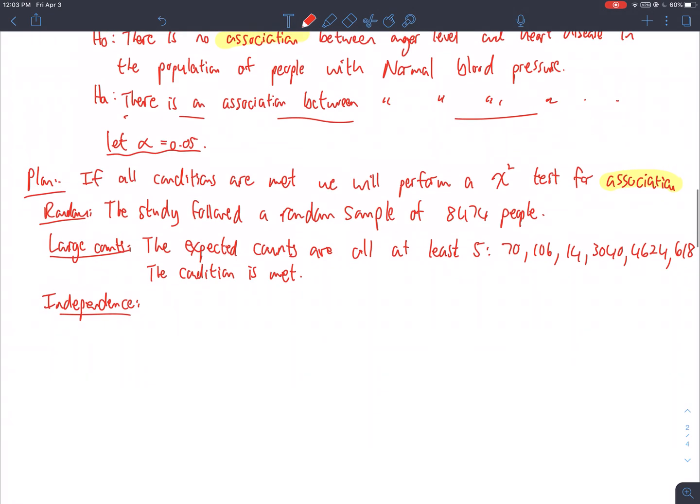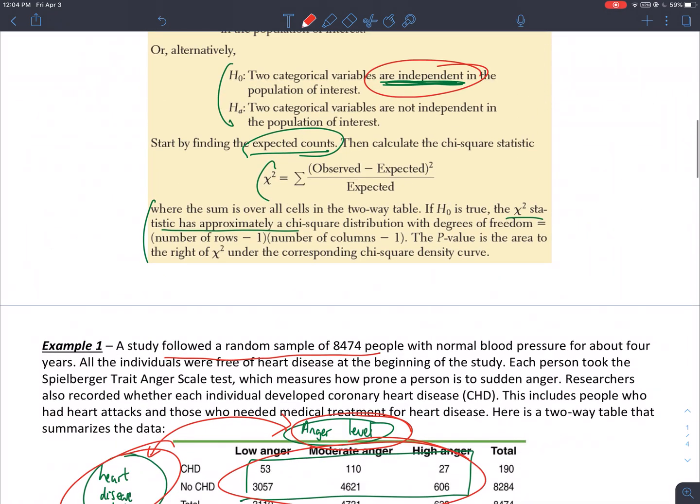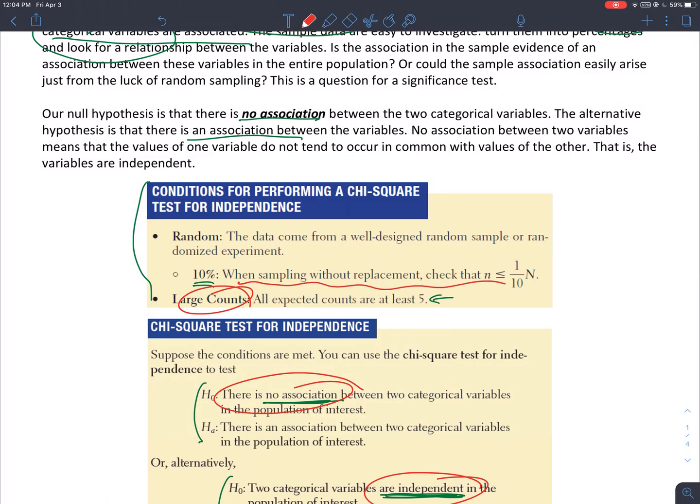So for independence, we have to check the 10% condition. You have to say something like, it seems reasonable to assume that there are 10 times our sample size, which is huge, 8474, which is 84,740 people in the population. People with normal blood pressure, in the population. Okay, and what else? I think that's okay. 10% condition when sampling without replacement, check that.